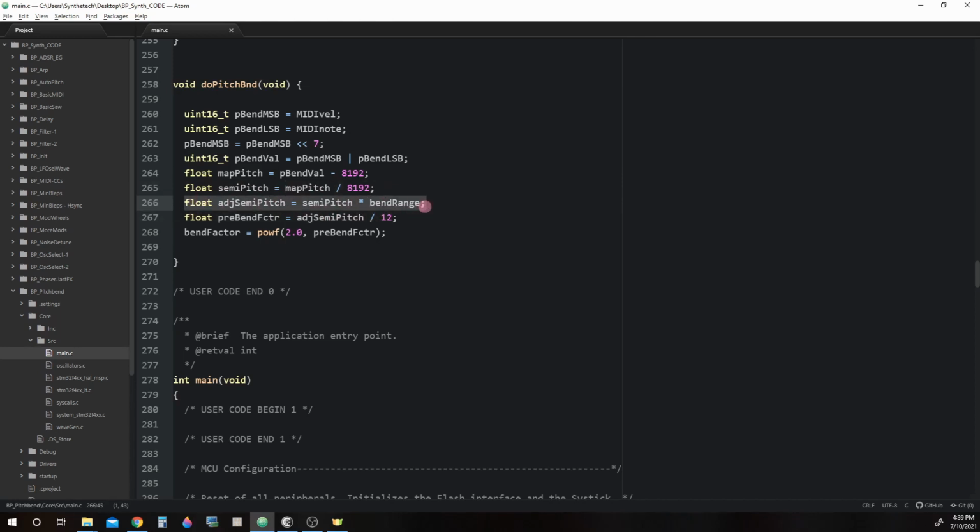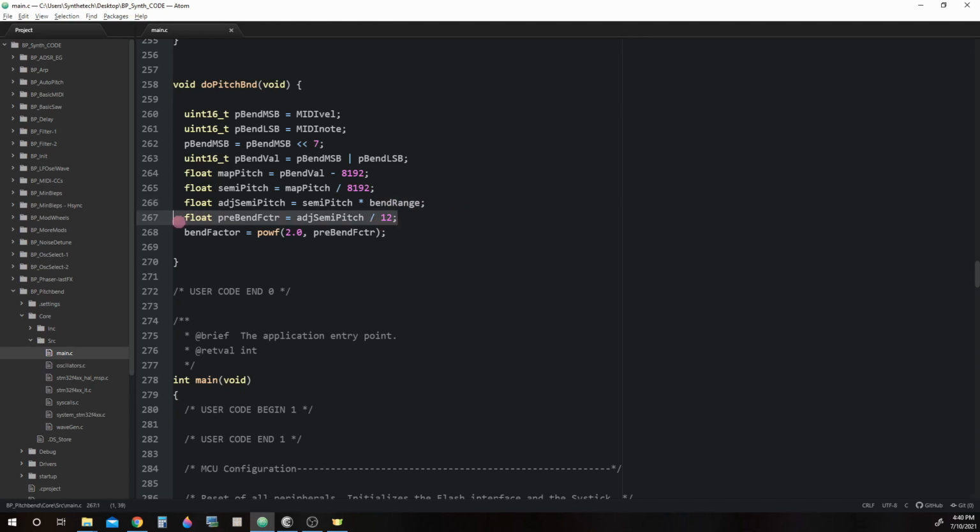Next we have adjust semi pitch equals semi pitch times bend range, and bend range is a multiplier so that you can go up or down so many semitones. So if bend range is 1, the maximum it will pitch bend up or down is 1 semitone. If bend range is 2, which is the default right now, it will have a maximum pitch bend range of 2 semitones up or down.